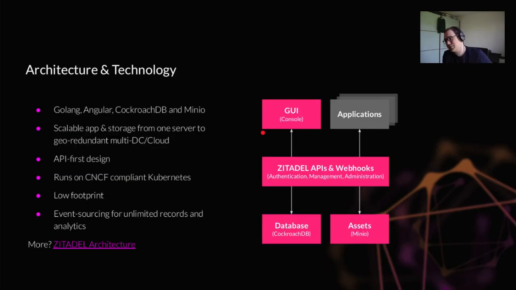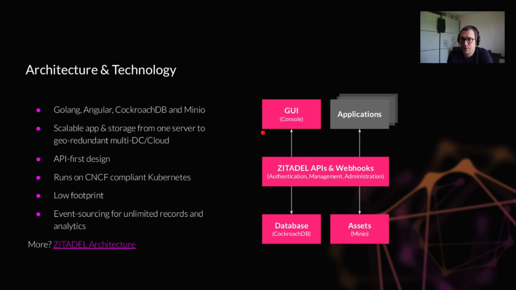So architecture and technologies, yeah, we rely on Golang, Angular, Cockroach, and Minio, and as well Kubernetes. And the system is scalable from one data center to n data centers. I just need to make sure that you have an odd number because of the quorum concept behind. It's API first, mostly everything has an API to it. It runs basically on any CNCF compliant Kubernetes. And we even provide you with an operator to get up and running. And it manages the database as well. So you don't need to run the database on your own. You can just install the operator and it will make sure that the database is available, that you have the certificates for the database, like with mTLS connections and all that.